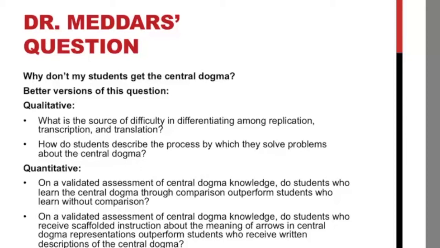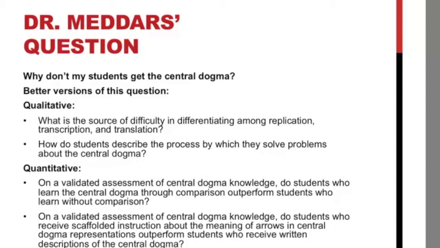On the quantitative side, notice that we have to really couch these questions in terms of what kinds of measures we have for this quantitative investigation. So these read, on a validated assessment of central dogma knowledge, so assuming we have that, and there are some available, do students who learn the central dogma through comparison outperform students who learn without comparison? So this gets at this really fine-grained question of a comparison type of learning and learning without comparison. This is, again, something that we know from the literature about how students learn.